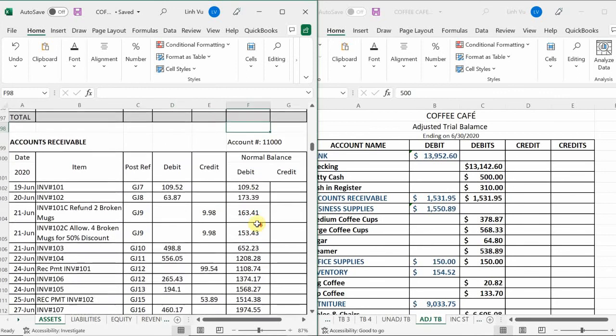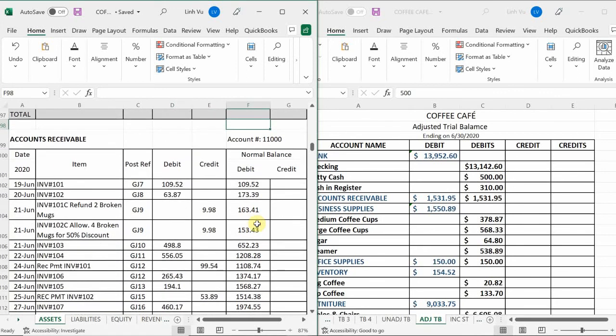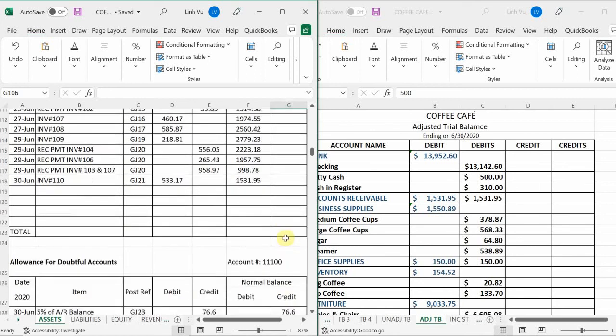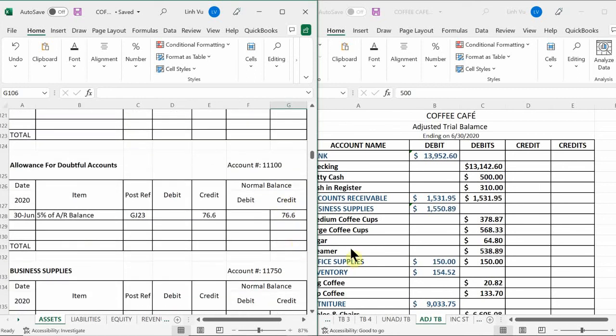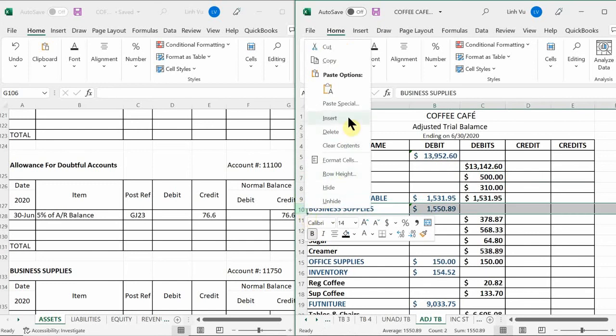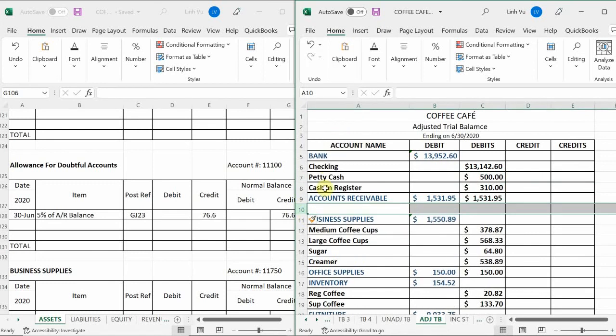Next one I have here is going to be my accounts receivable. In this case, my accounts receivable right now says that I have $15,531.95. However, I have a contra account. Now a contra account is going to reduce the main account entirely.